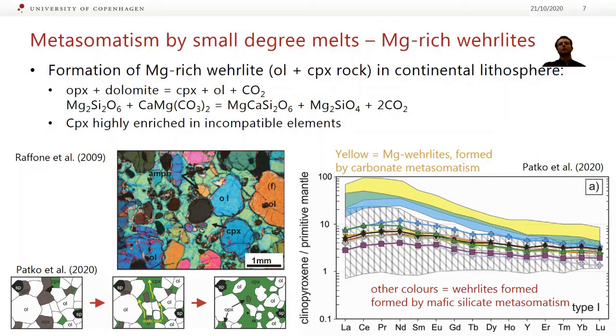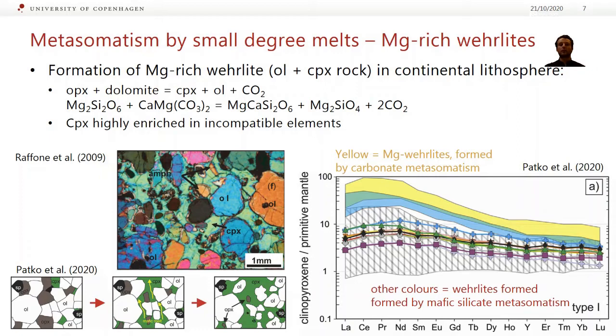So I'm just going to go through a few examples of where we might see metasomatism by these kind of melts. The first is the formation of magnesium-rich wehrlites. So a wehrlite is an olivine and clinopyroxene rock, and you occasionally see them in continental lithosphere. These are thought to form by a reaction something along the lines of orthopyroxene plus dolomite, so this is calcium magnesium carbonate, which would be present in your small degree carbonatite melt.